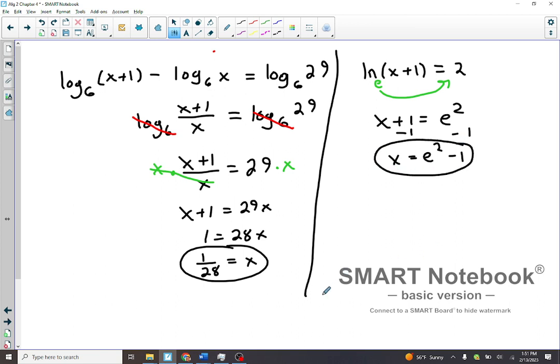x plus 1 equals e to the second power. When you deal with an e, you do not need to change it to a decimal. You leave it in terms of e. So ln is actually kind of nicer because you don't have to do any math. You just put them next to each other. If I gave you 4, you would actually have to do 4 squared. In this case, you don't even have to do the math. You just leave it as e.